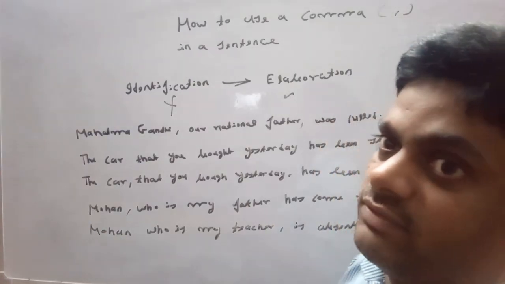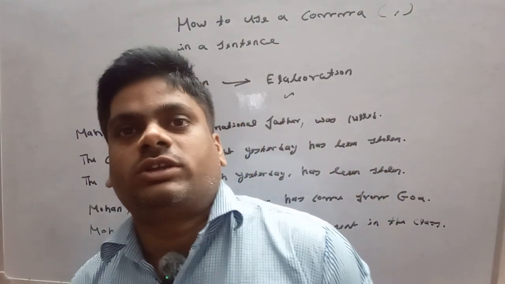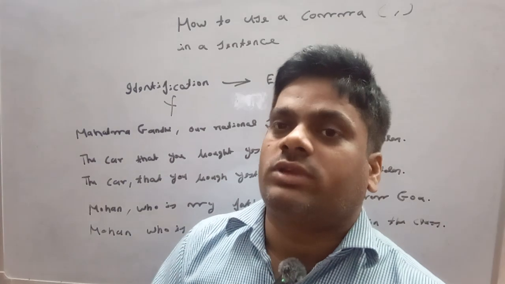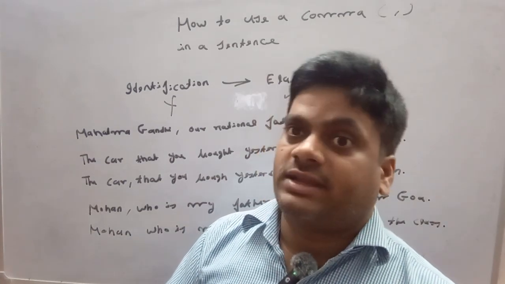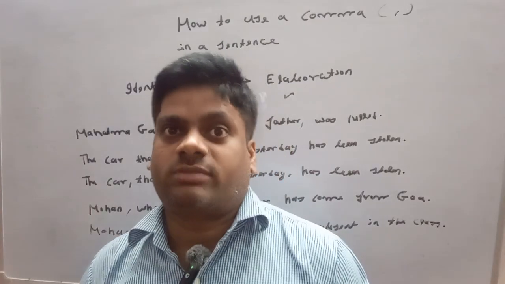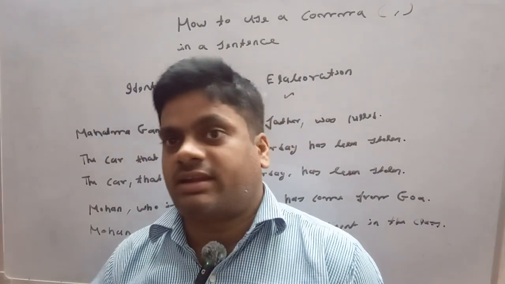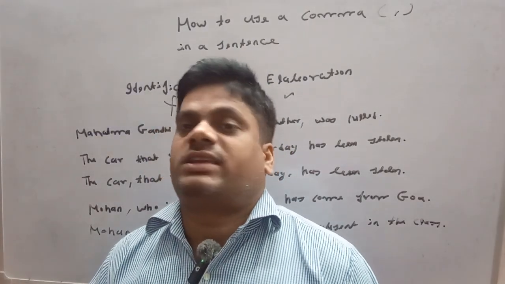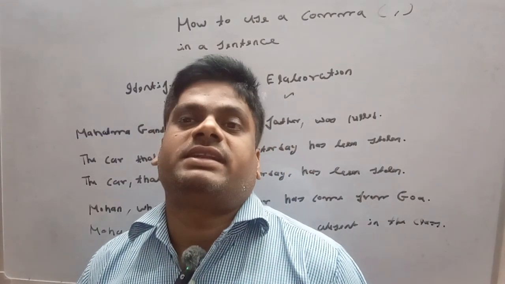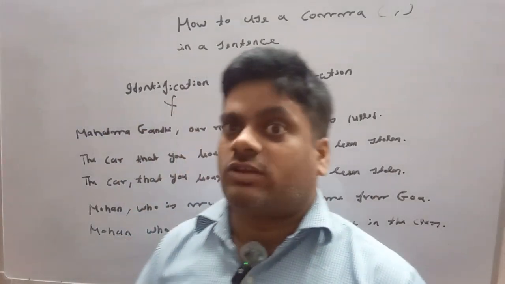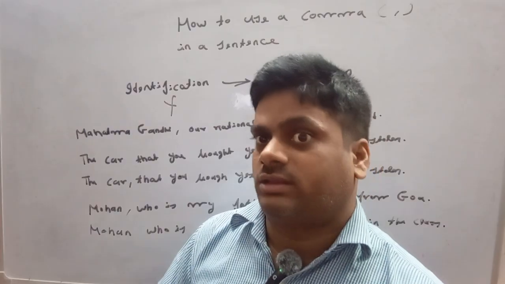So guys, finally we can say that if we are going to elaborate a noun in the sentence, we can use a comma. But in case of identification, it means we are going to identify a noun in the sentence, then we cannot use a comma. In case of identification of a noun, we can never use a comma, but in case of elaboration of the noun, we can use a comma in the sentence.